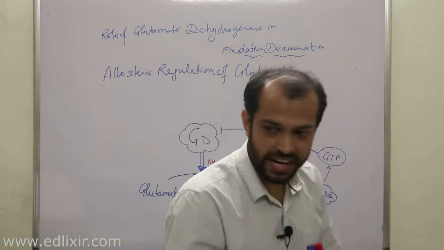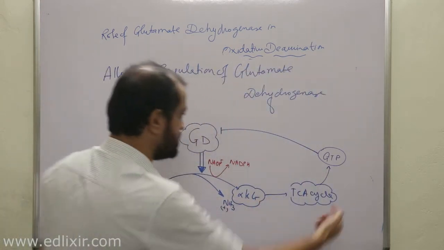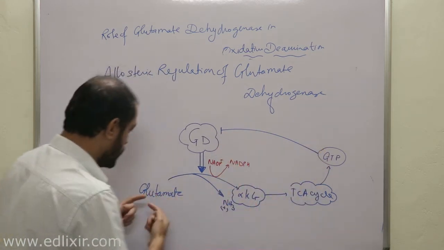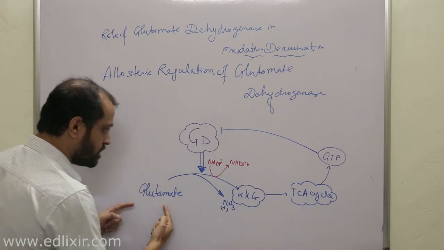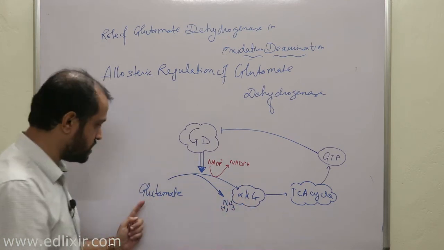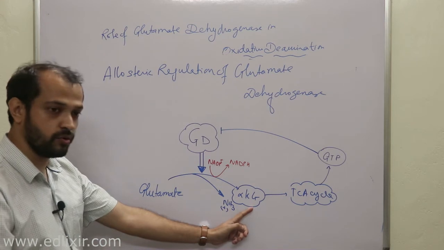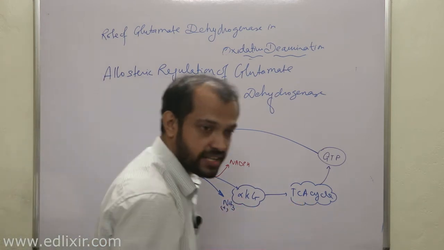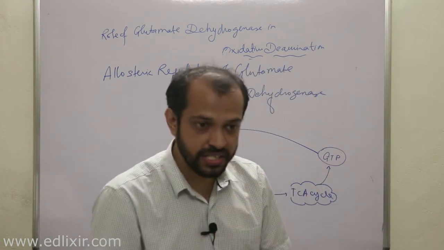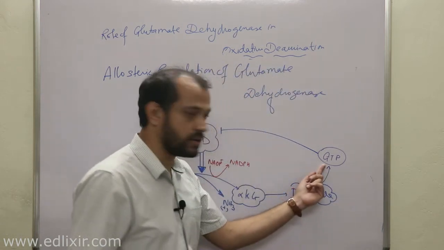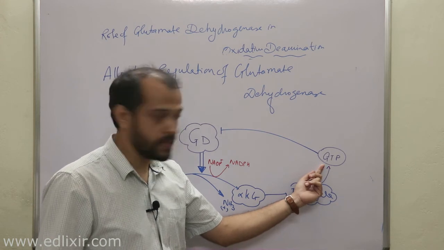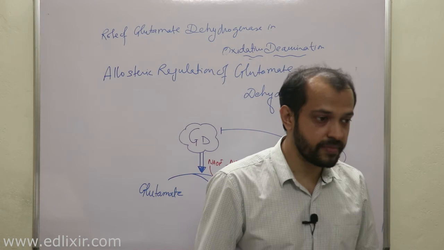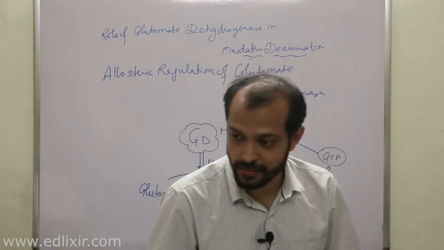Now listen, why this type of allosteric inhibition is important. Whenever glutamate is converted into alpha ketoglutarate, the first thing you need to understand is that this alpha ketoglutarate can enter the TCA cycle, and as it undergoes changes in the TCA cycle, it can give rise to GTP, or guanosine triphosphate. The presence of GTP is a very good example of an energy-rich source in the cell.